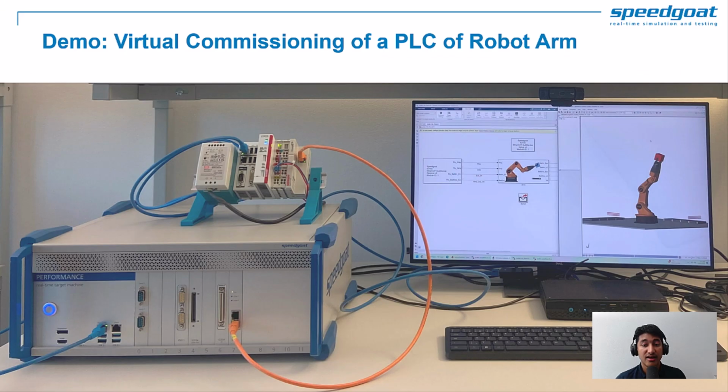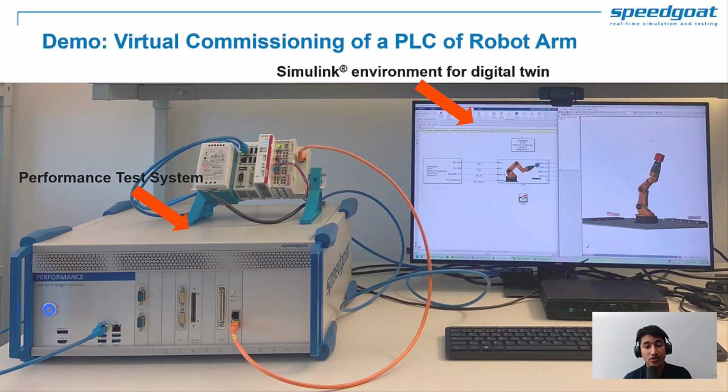Let us now look at the hardware-in-the-loop testing setup. The PLC that we have chosen here is the Beckhoff EK1110. We have already deployed the control algorithm onto the PLC using the TwinCAT software. In this demo, we will be focusing on using hardware-in-the-loop testing to validate this PLC. To enable this, we use a Speedcode performance test system, which is ideal for HIL applications. This is used as a digital twin of the robot and other industrial automation components. The controller signals from the Beckhoff PLC to the Speedcode test system are sent via the EtherCAT protocol.